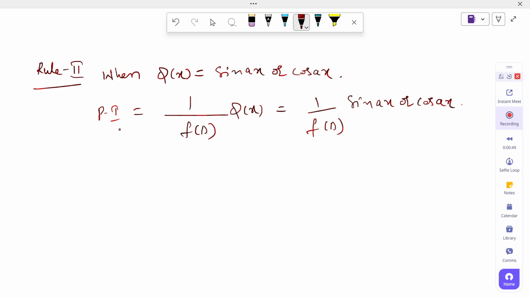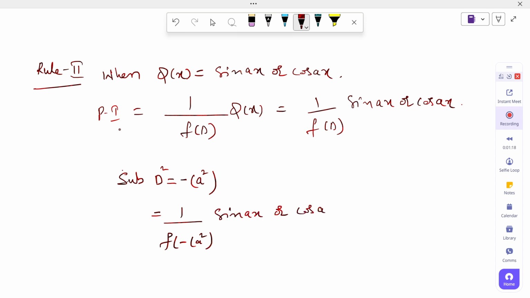You have to substitute only for D square. So you are going to substitute the D square value as equal to minus a square. And you have to see that it's not going to be equal to 0. So it becomes 1 divided by f of minus a square into sine ax or cos ax.